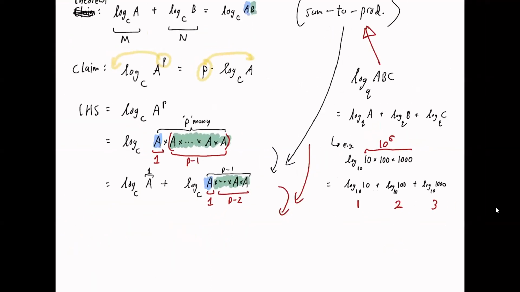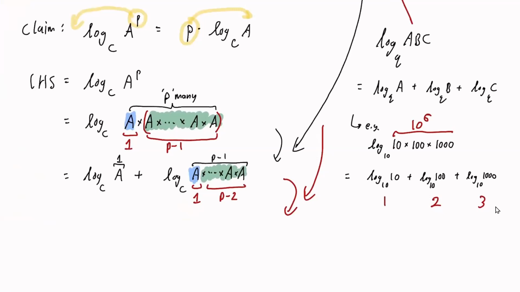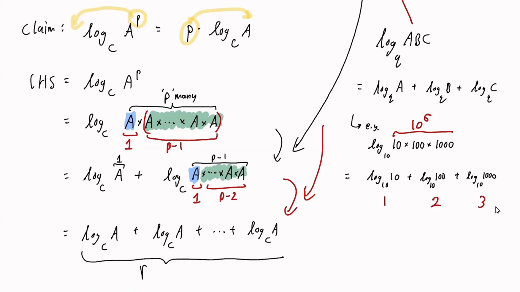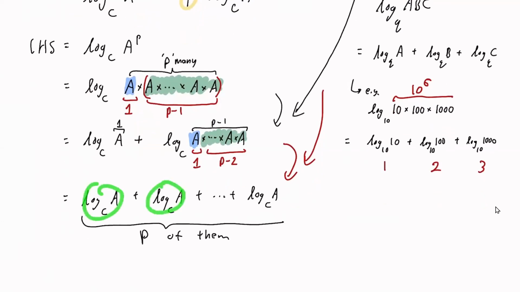Okay, then in that case you can generalize further and further. This one up to p of them, you can split it up. A total of p of these log a's. Log a base c plus log a base c plus dot dot dot plus log a base c. How many of them? P of them. So these are just numbers and there are p of them. Isn't that just the same as p times log a base c? Yeah, so that's how you prove it. That's the RHS.